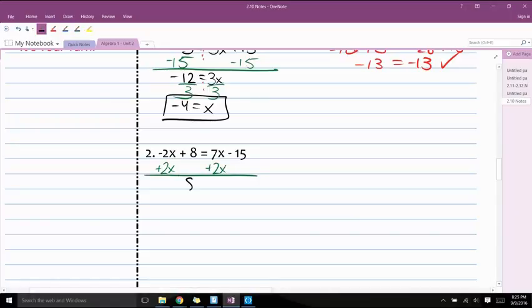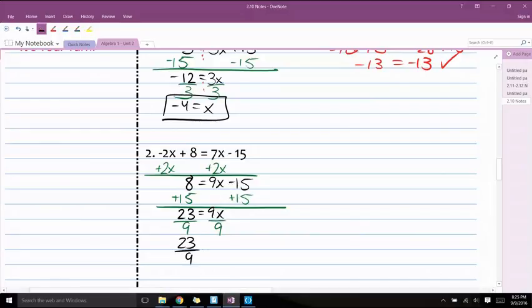So we now have 8 equals 9x minus 15. Get the numbers on one side. So I add 15 on the right, which means I add 15 on the left. So we now have 23 equals 9x. I want to find out what this 1x is. I'm multiplying by 9, so I undo it by dividing each side by 9. And we get 23 over 9 equals x.